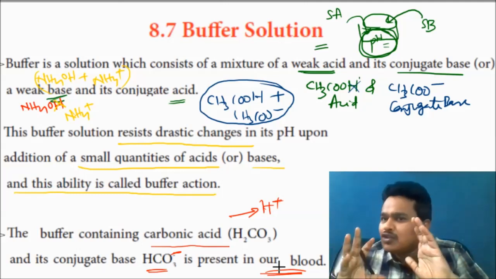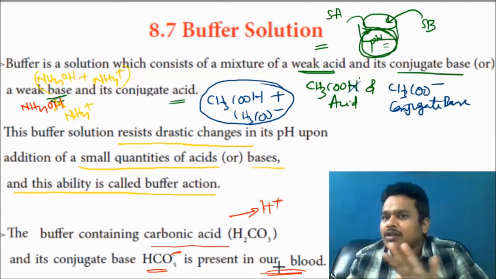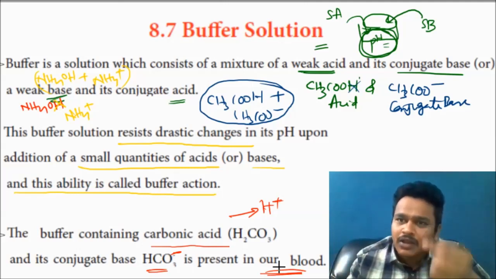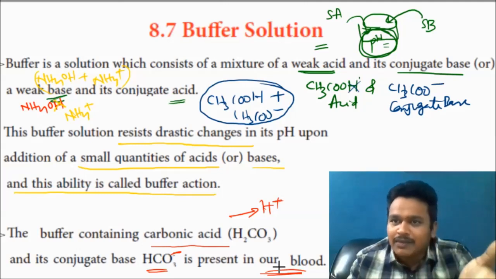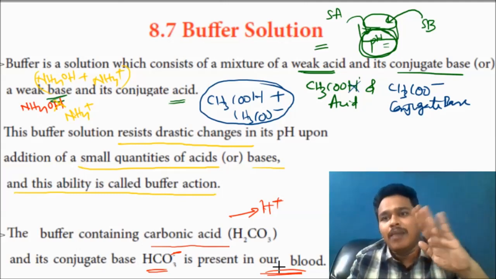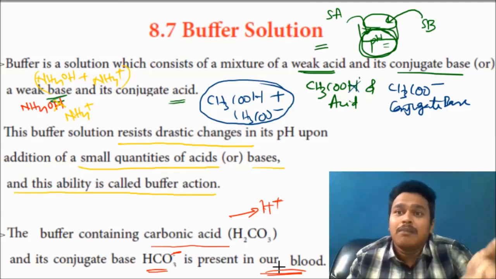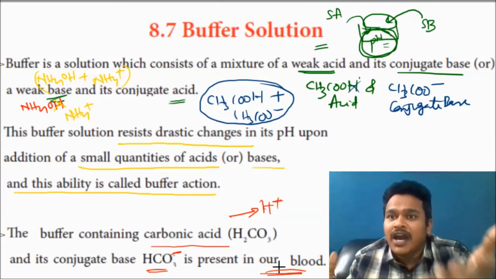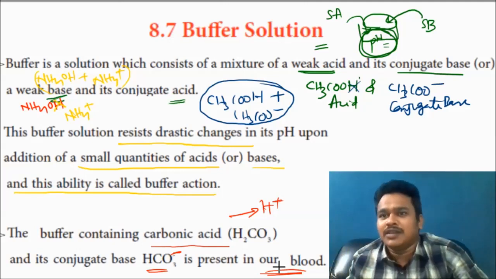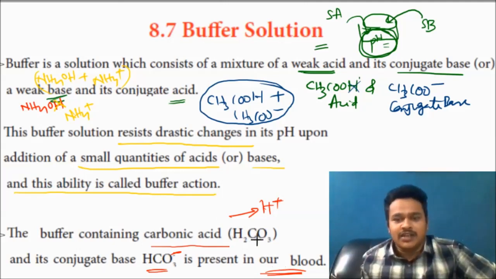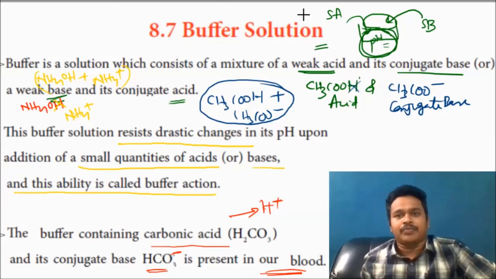Our body also has buffer solutions. So when you are taking a medicine, the body is not fluctuating in a severe manner. You are fine with one tablet, two tablets, or a cup of syrup. That means buffer solutions exist in our blood also. What buffer solution is present in our blood? H2CO3 and its conjugate base HCO3 minus. This is our buffer solution in our body. Okay.